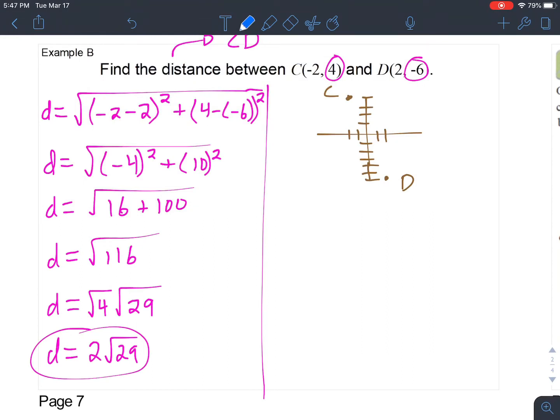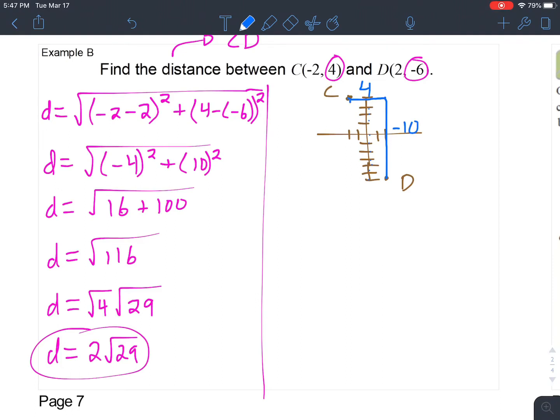Then we are going to find the distance. So I see to go from C to D, we have to go to the right 4. And to go down, if we count that all the way, 1, 2, 3, 4, 5, 6, 7, 8, 9, 10, that was a distance there of -10.